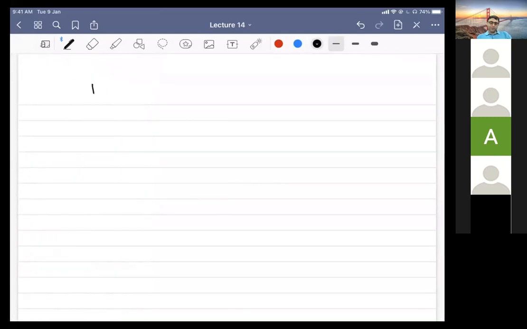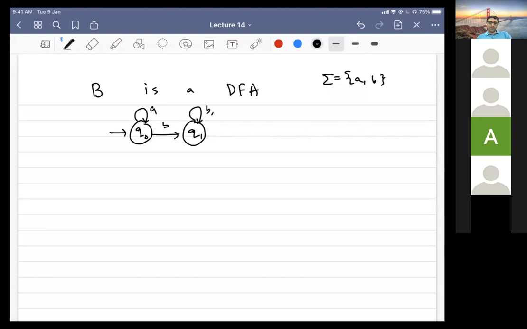So for example, if I say that D is a DFA, it could be any DFA. Suppose this is a DFA that starts with Q0, and suppose our sigma is A and B. If it reads A, it stays here. If it reads B, it goes to state Q1, and it keeps reading B and A, and this is our accepting state. This is a very simple DFA, right?